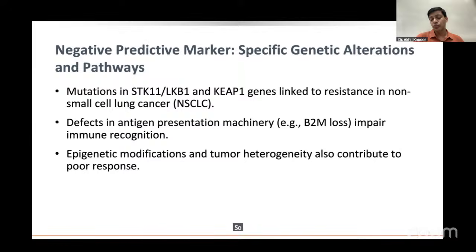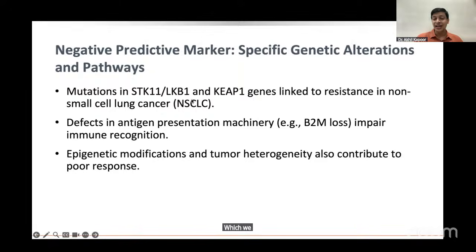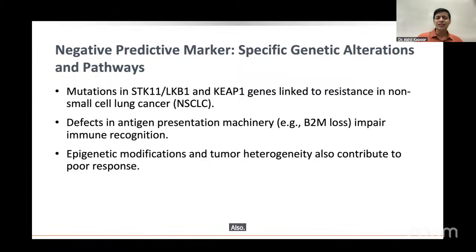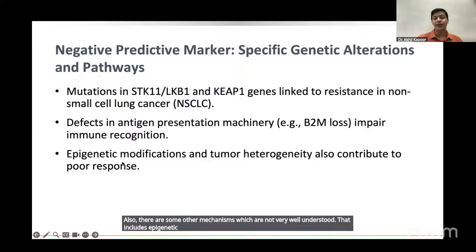A tumor might have markers for increased response to immunotherapy, and at the same time markers for resistance to immunotherapy, which we can understand if we do a broad panel NGS in routine practice. Also, there are some other mechanisms which are not very well understood, including epigenetic modifications and tumor heterogeneity. These also contribute to poor responses.